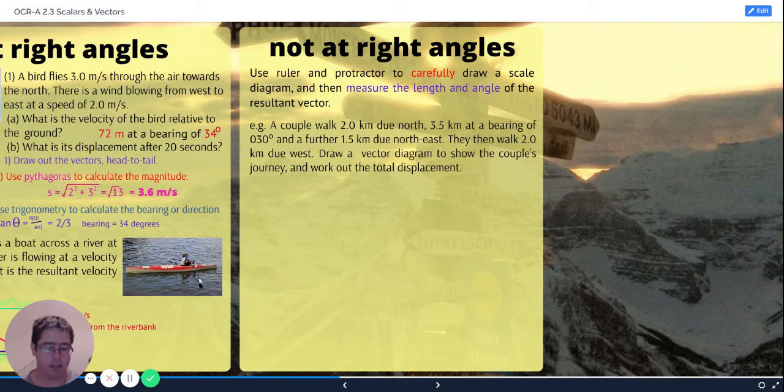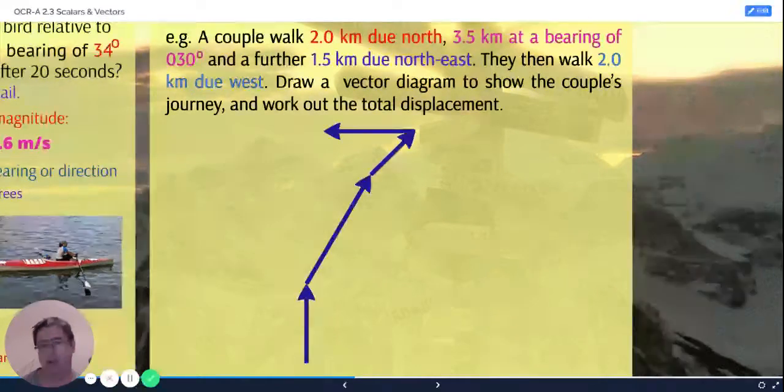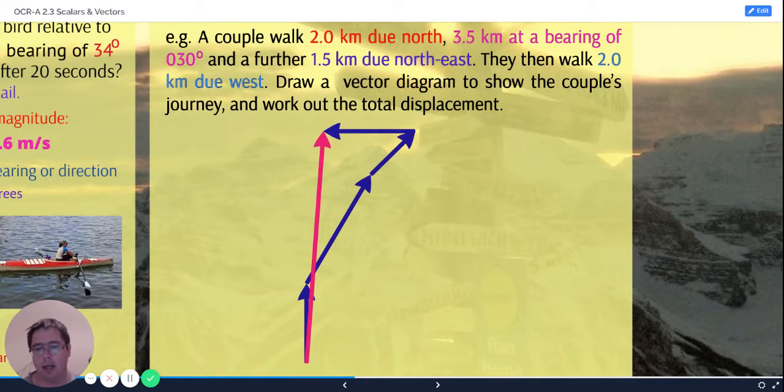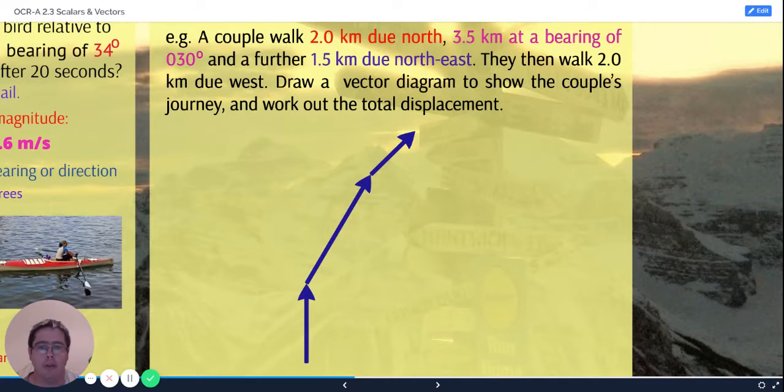And hopefully that's done now then, guys. So this isn't to scale, this is roughly the shape that your diagram should look like. So let's go 2 kilometres due north, 3.5 kilometres at bearing of 030, 1.5 kilometres due northeast, and then 2 kilometres due west. So you should have a diagram that looks like that.